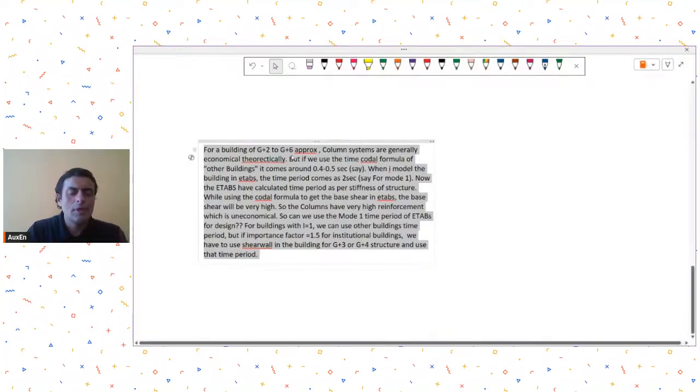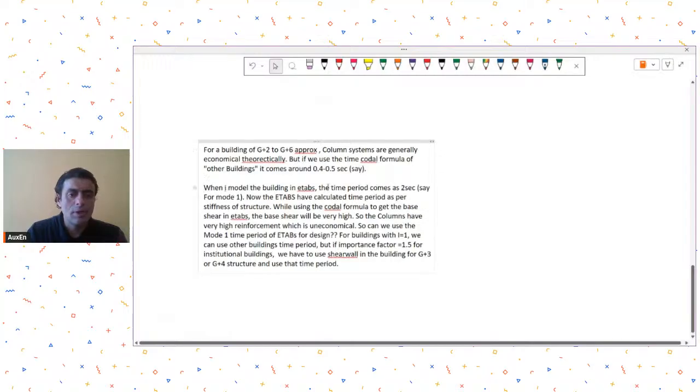For a building of G plus 2 to G plus 6 approximately, column systems are generally economical theoretically. But if we use the codal time period formula for other buildings, it comes to 0.4 to 0.5 seconds. When I model the building in ETABS, the time period comes as 2 seconds. Now ETABS has calculated the time period as per the stiffness of the structure.